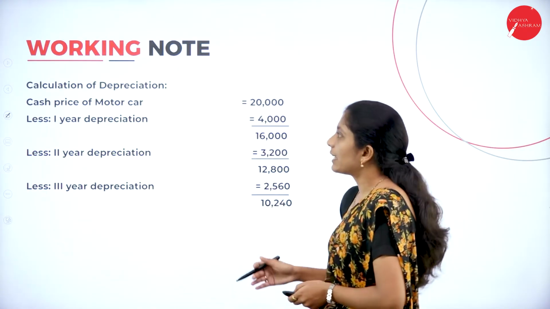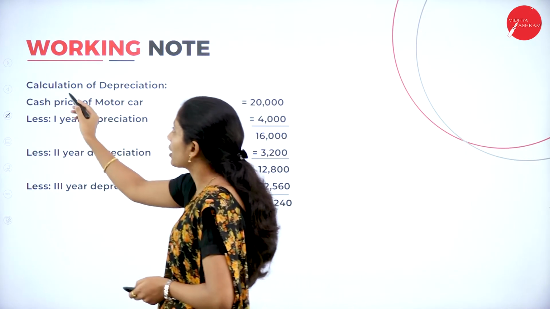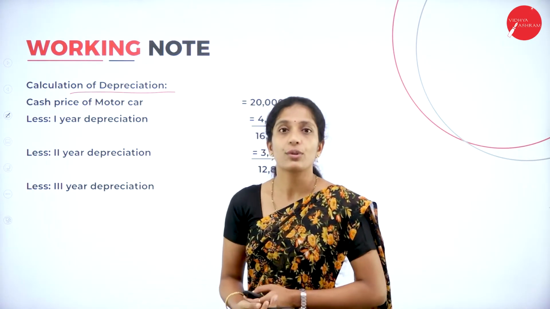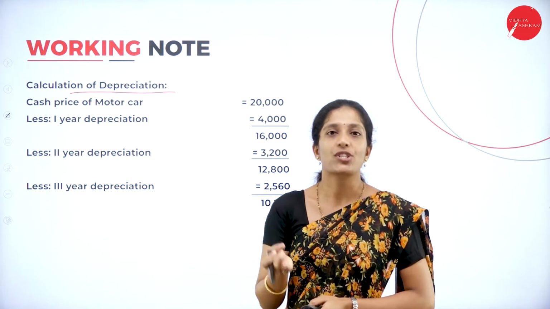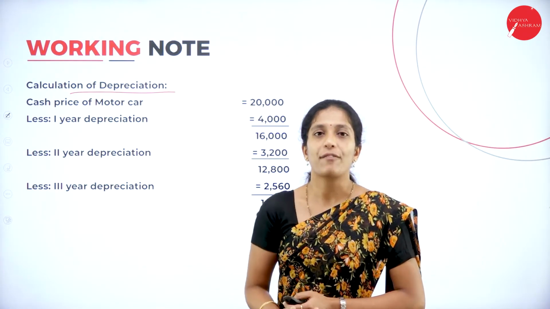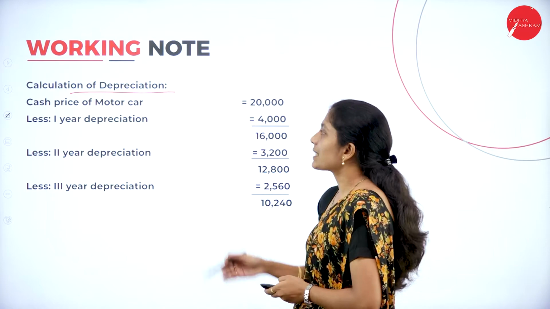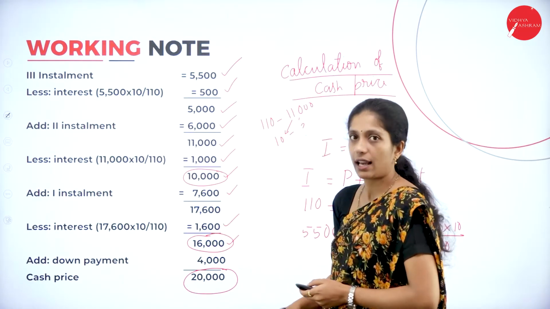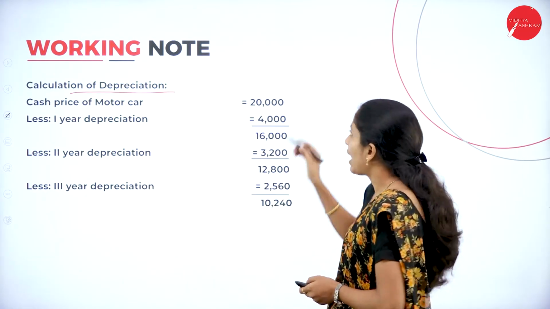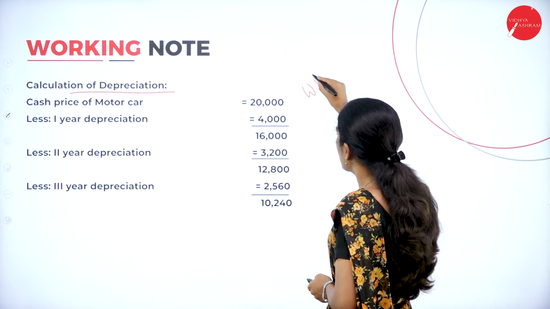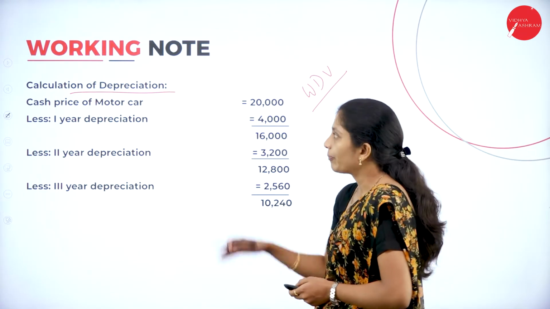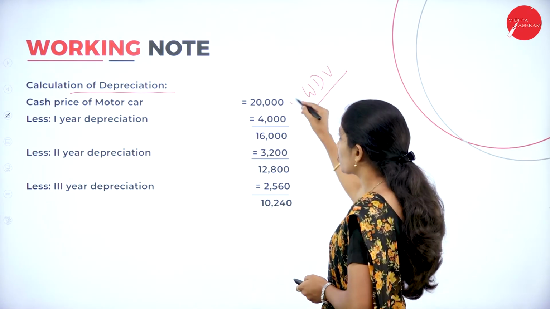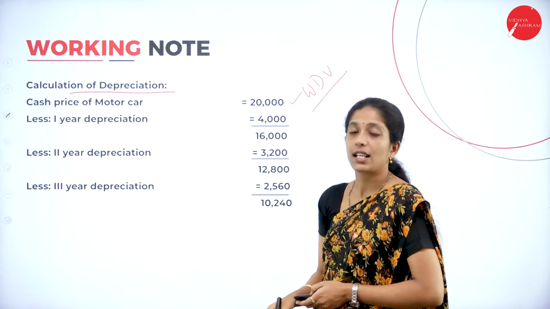Next, we shall calculate depreciation, because we are going to prepare ledger accounts in the books of hire purchaser. Now, hire purchaser is having an asset, so we have to calculate depreciation. What is the cash price of motor car? We have calculated 20%. And they have told us to calculate by the written down value method or diminishing value method. So, cash price of motor car is 20,000 less first year depreciation.